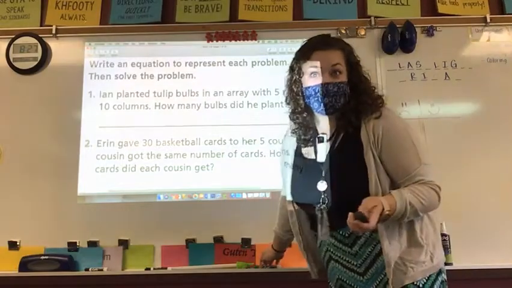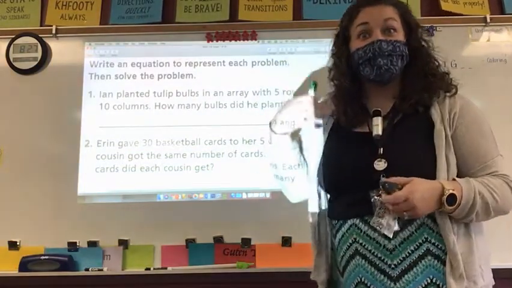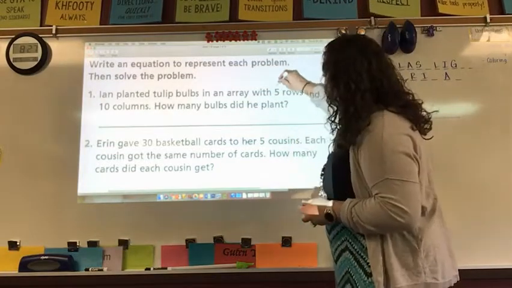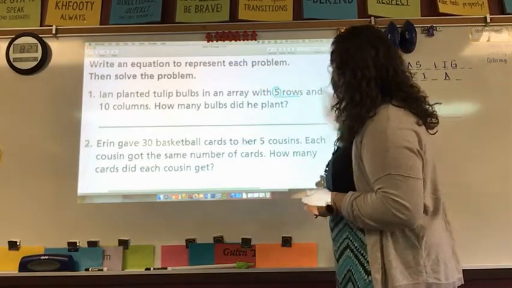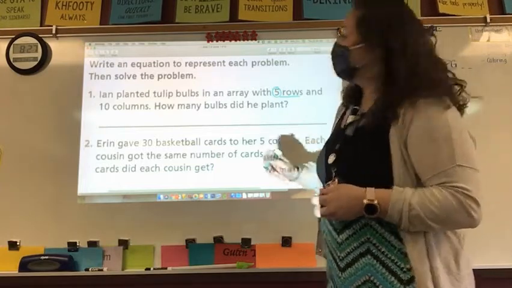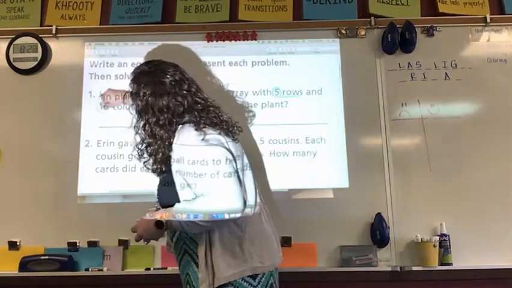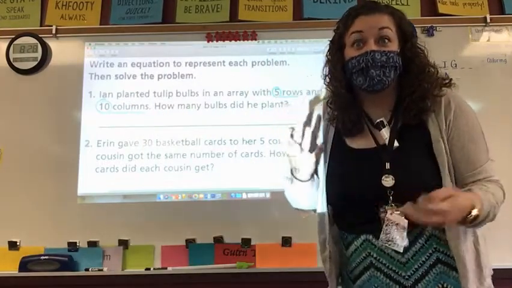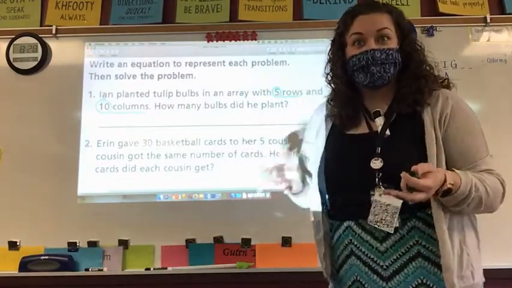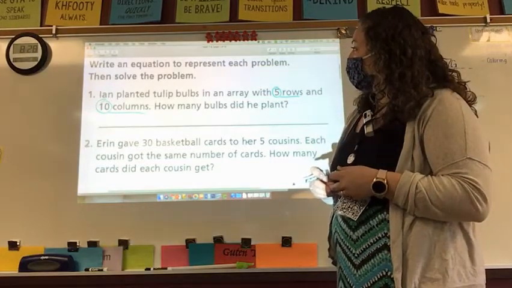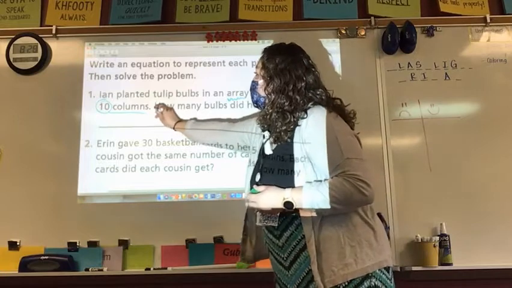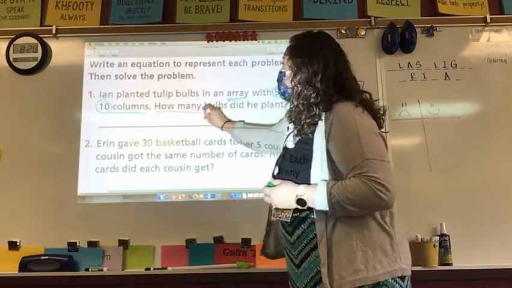So we would go ahead, and now that we're understanding it, we're going to mark our key information. I see some numbers. 5 rows, 10 columns. Did you hear any other key language that helps us know what we might draw to represent our problem? Maybe an array. And how many bulbs?